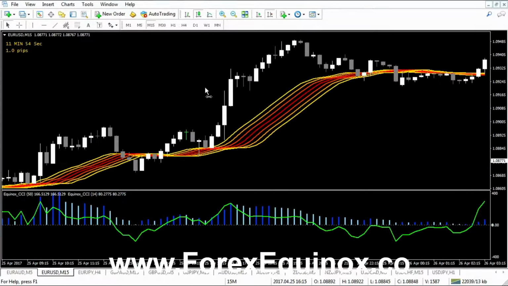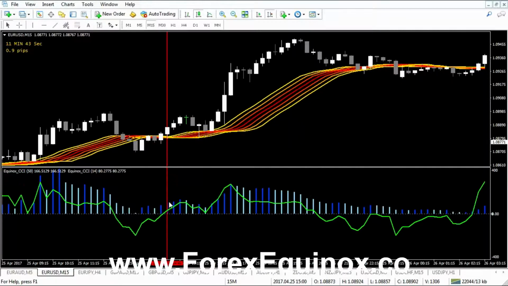If I zoom in, and we'll take a look at this. So I'll mark this section here. Now, we can see that on the previous candle, the signal line is still underneath the zero line. On this next candle, the signal line moves above the zero line. We have both requirements met at this point. We got the signal line moving above the zero line with a blue histogram, and the price closes above the ribbon. This is a buy trade.